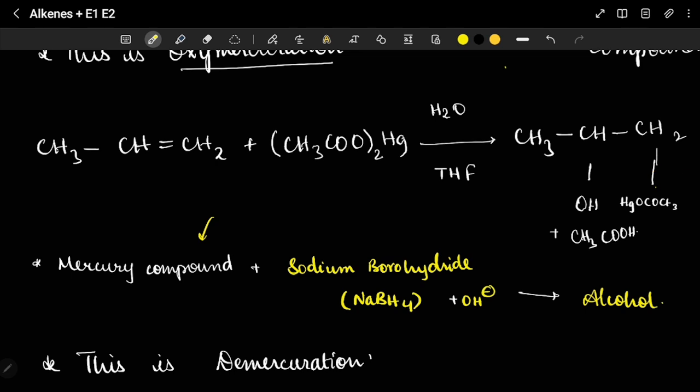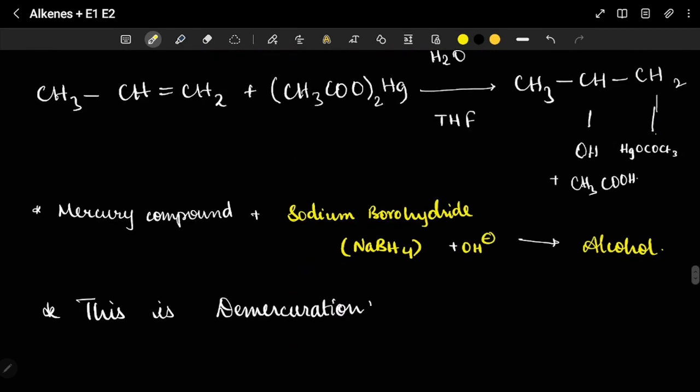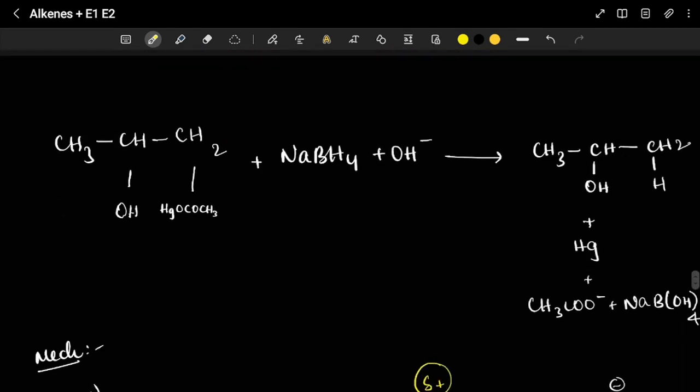So at the end, what we want is removal of this extra ion. So an alcohol is formed. So this part is called demercuration, means removal of some mercury compound. Hence alcohol is formed. At the end of OMDM, the moral of the story is an alcohol is formed.